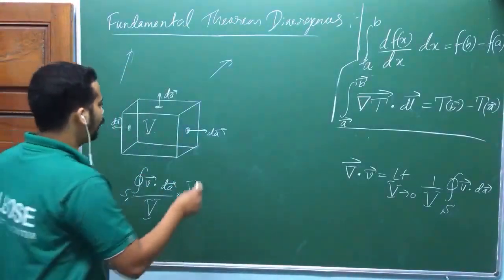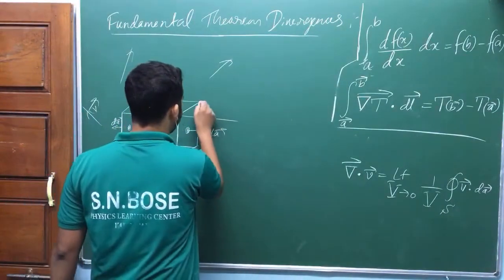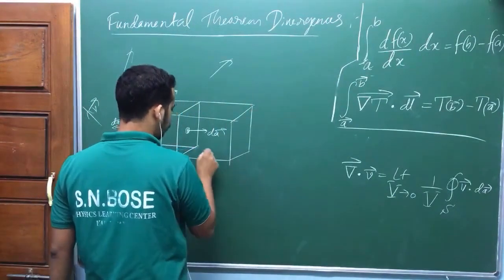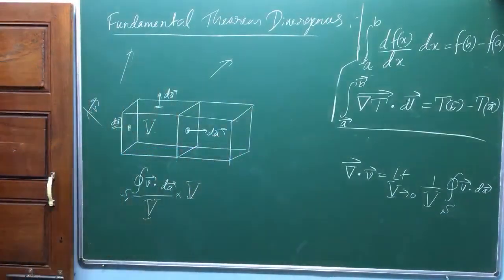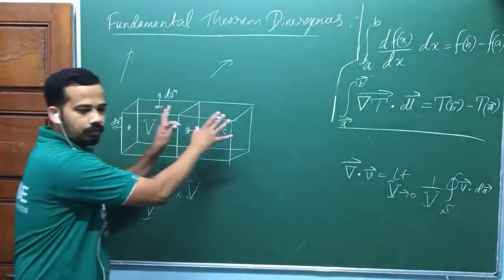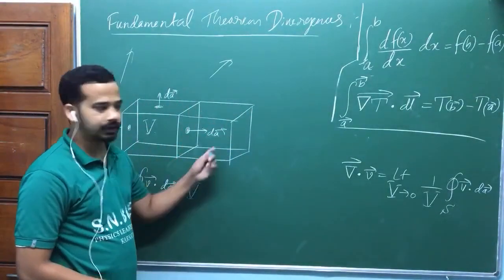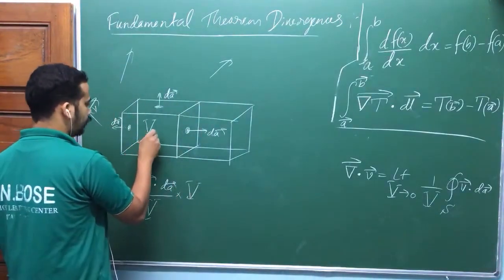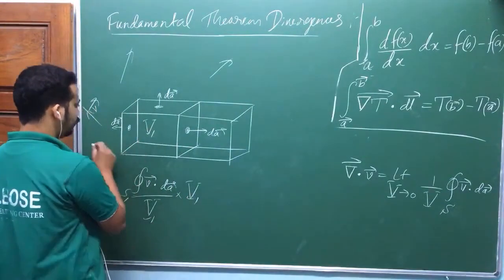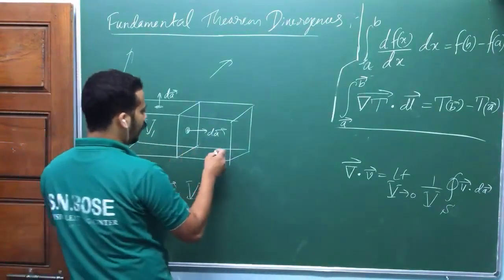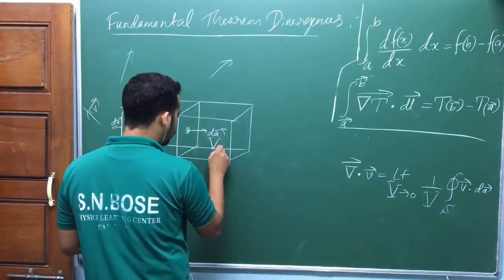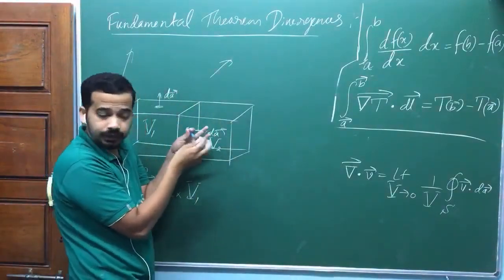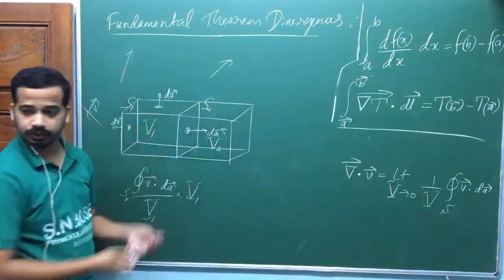Now what I do is take one more very similar cube, adjacent to this one, attached to this one, like this. Can you imagine? Let me take this one as V1. This total surface I will call S1. I will call this one V2. Let me take V1 equal to V2. This whole closed surface for the volume V2, I will call S2. S2 is also a closed surface.